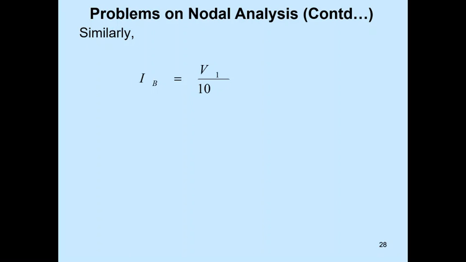Similarly, we can find out IB. IB is equal to directly, there is no voltage source here, V1 by 10. So 53 at an angle of minus 19.5 divided by 10. So that we can get that 5.3 at an angle of minus 19.1.